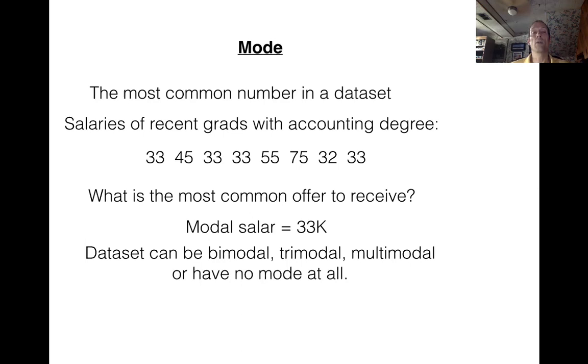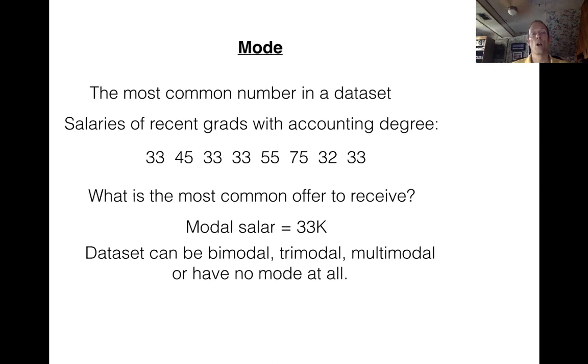So important things to know about the mode. Our data set can have 2 modes. It can also have 3 modes. So it can be bimodal or it can be trimodal. And if that happens, we would refer to our data set as multimodal. Now, the data set might also have no mode. If you don't find one, don't worry. It doesn't mean you did something wrong. It just would simply mean that you don't have any number that's more common than any others in the data set.